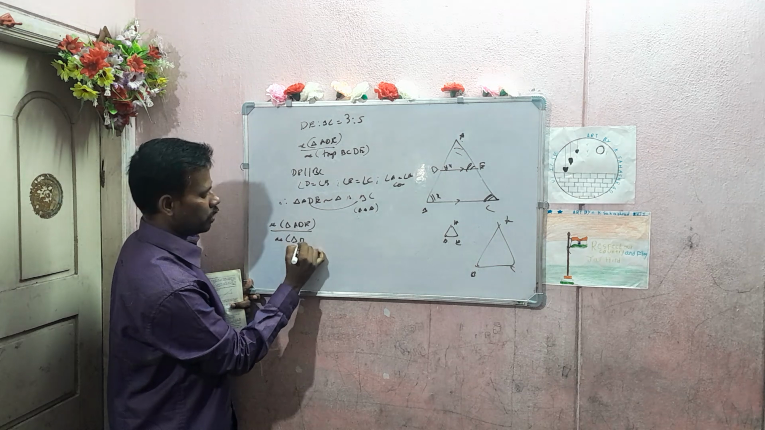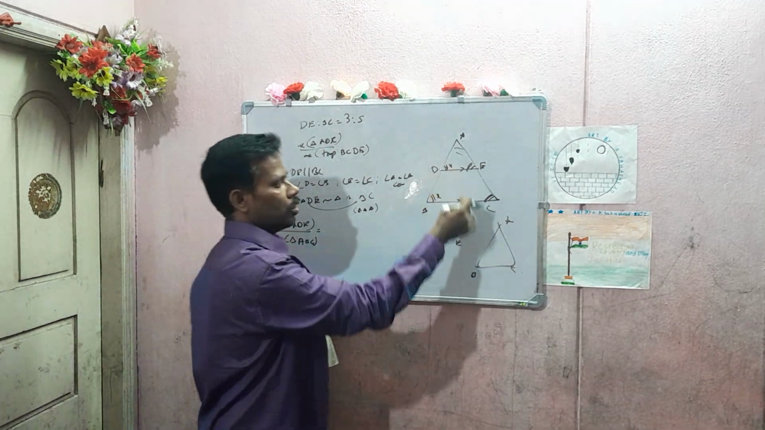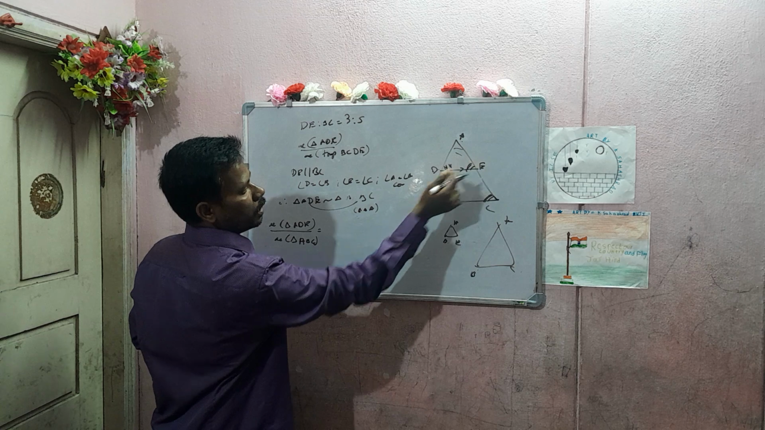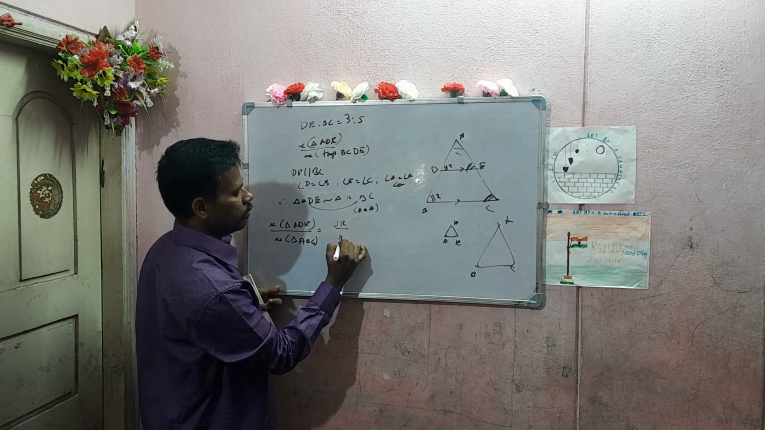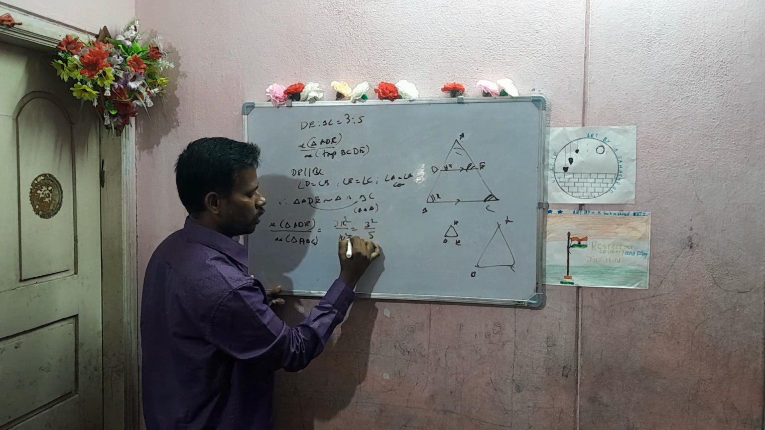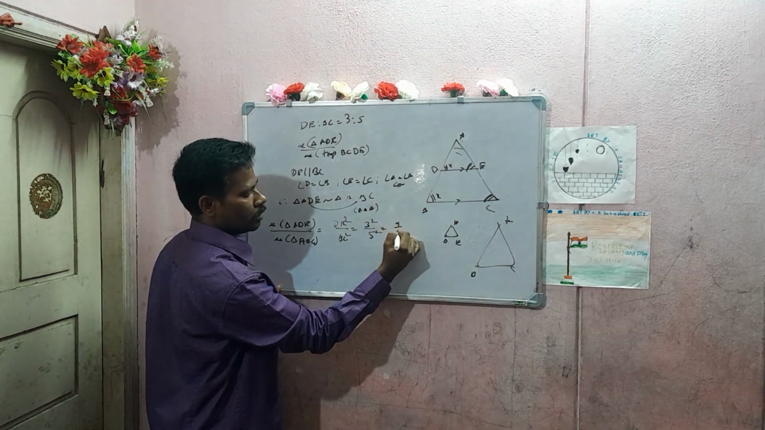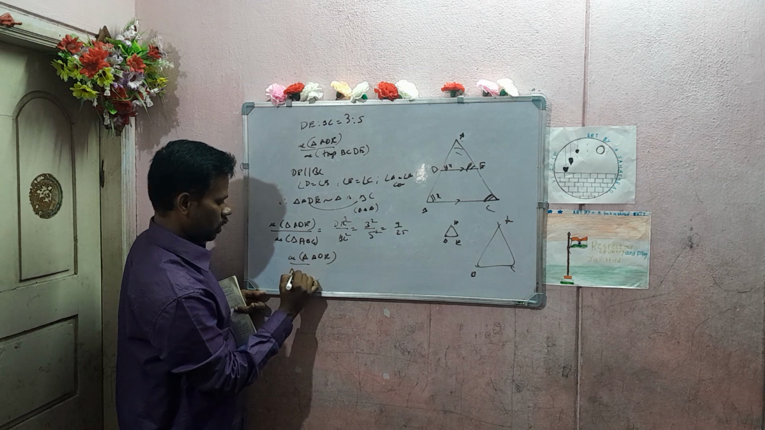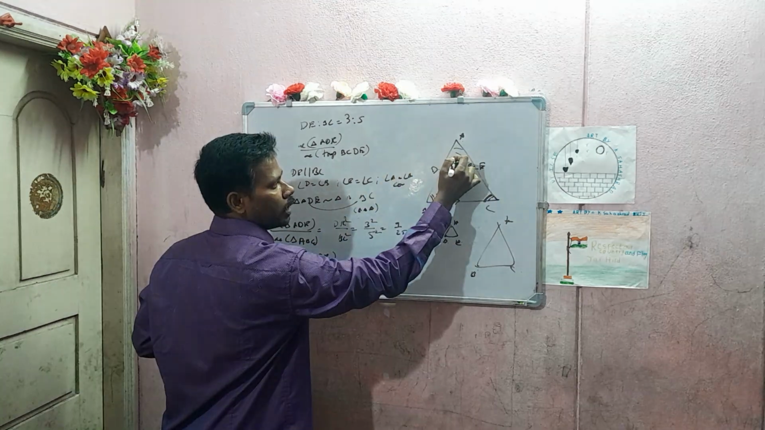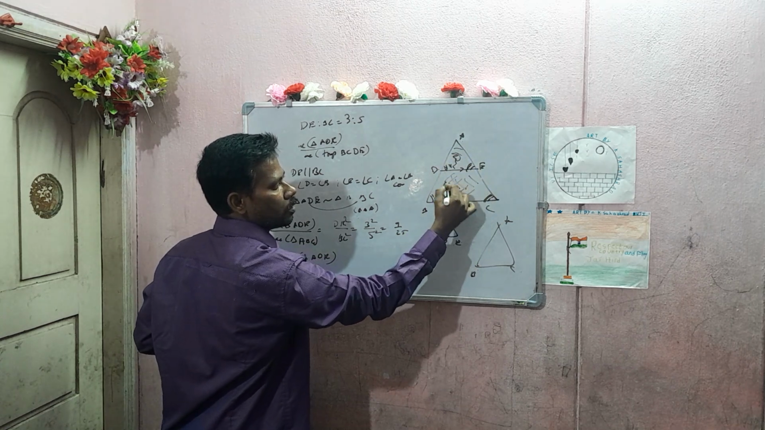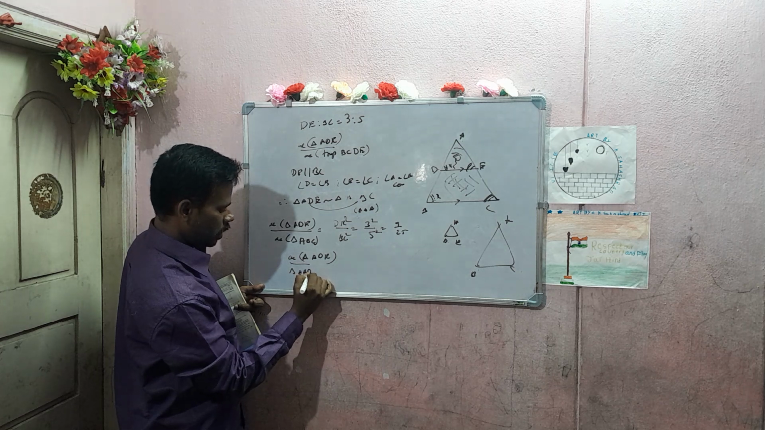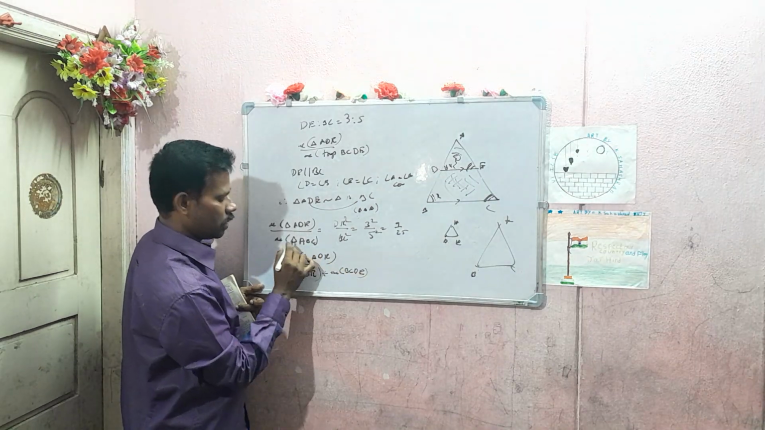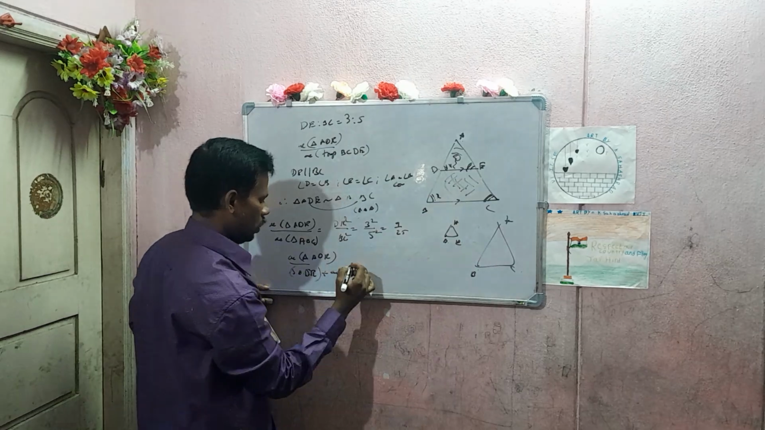to the area of triangle ABC is equal to the ratio of the squares of the corresponding sides. Already they have given DE by BC, so the ratio of the squares of the corresponding sides means DE square by BC square, which is nothing but 9 by 25. Now how will you get the area of triangle ABC? By adding this area plus this area: area of triangle ADE plus area of trapezium BCDE is equal to 9 by 25.